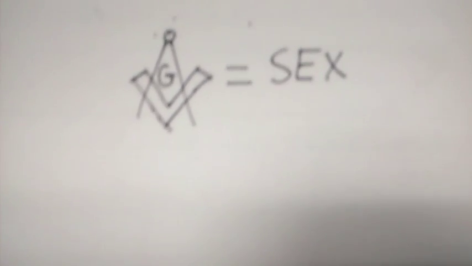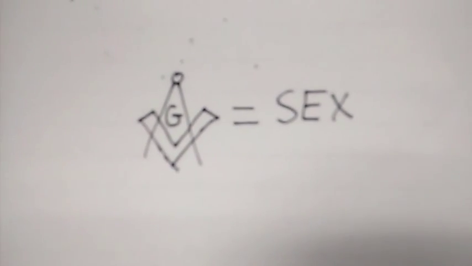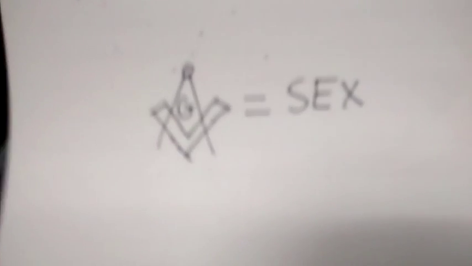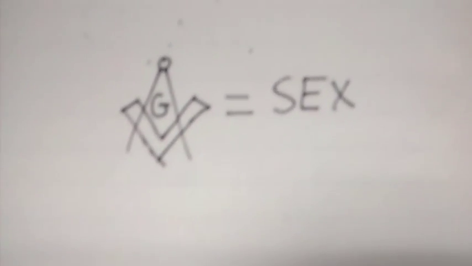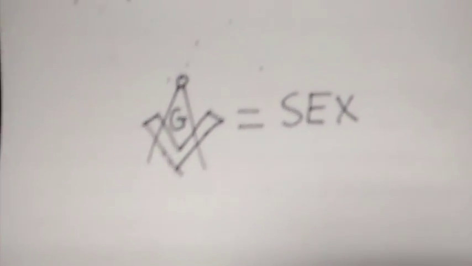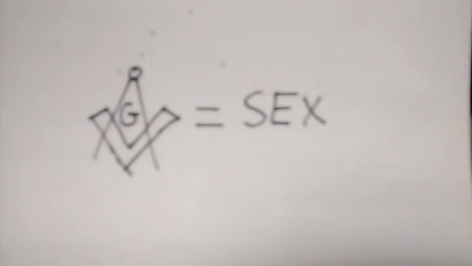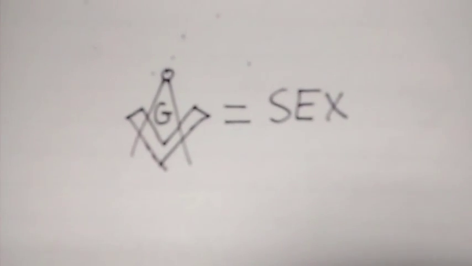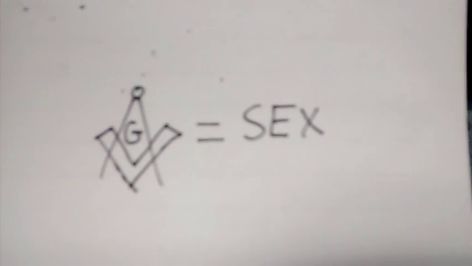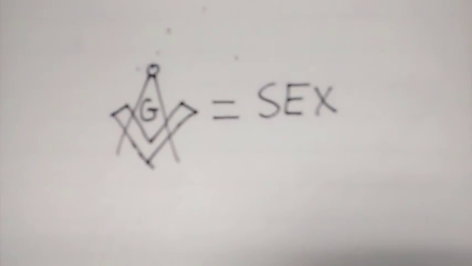Let's try something different. Now I'm going to try and decipher this little symbol here, and I think it's old news, but I think it's worth going back to. If it wasn't, the Masons wouldn't parade it around everywhere they went. But this is a sex symbol, and I'm going to prove it. I'm going to show you what the G is for.